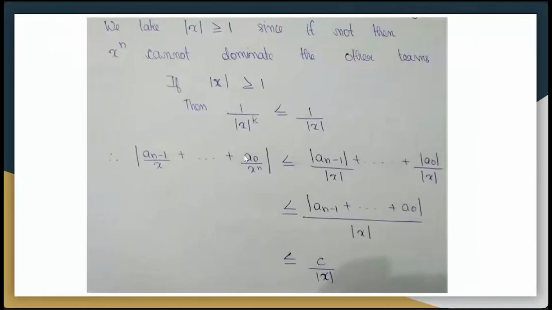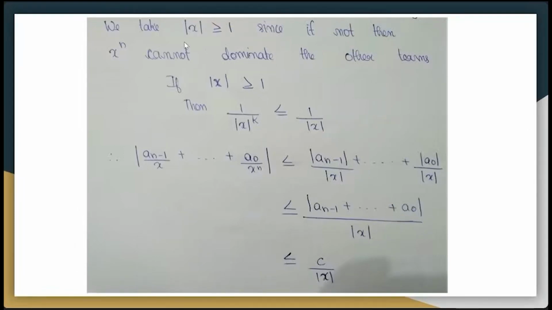Now, I am assuming my mod x to be greater than or equal to 1. Why am I doing that? Because if my x is less than 1, then my x to the power n will be less than x to the power n minus 1. So in order to avoid that, I am assuming mod x to be greater than or equal to 1. If my mod x is greater than or equal to 1, then my mod x to the power k will be greater than mod x. Then 1 by mod x to the power k will be less than or equal to 1 by mod x. So I am replacing all the denominators by mod x.